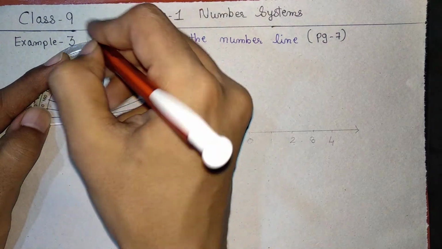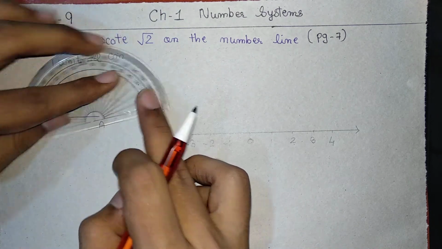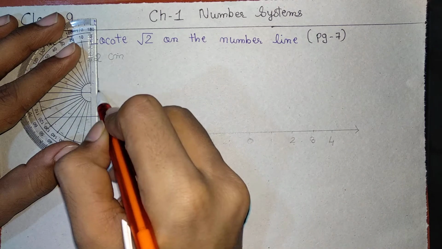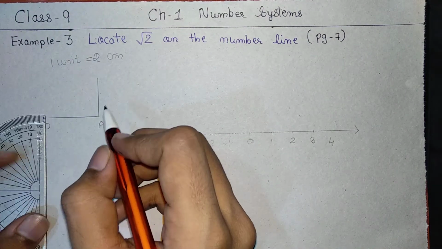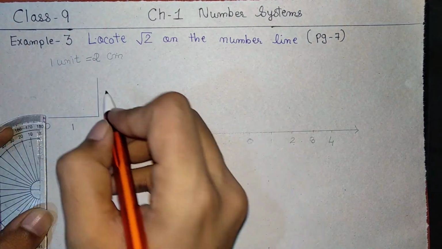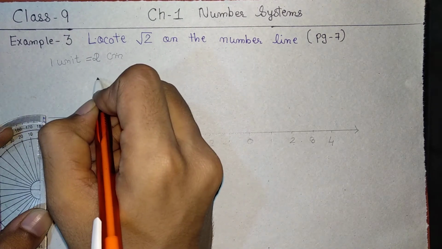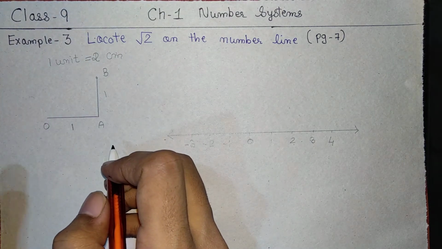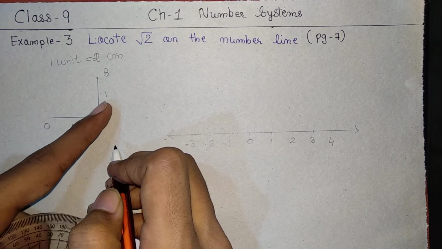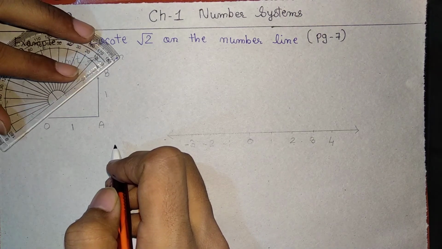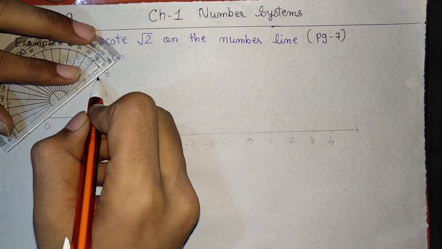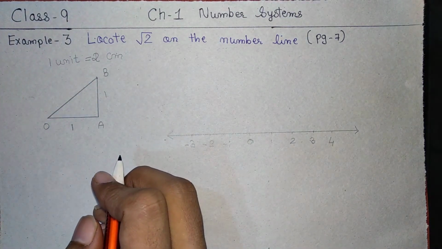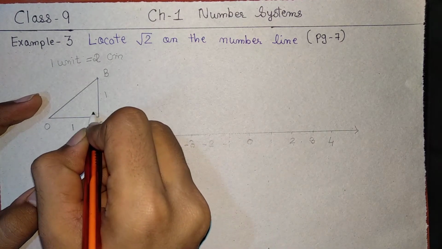we will draw one more line, which is also the same as 1 unit. That means this is also 1 unit. Let us say this point is B. So this is 1 unit and this is also 1 unit, and let us join these points, OB. Can we calculate OB? No, we cannot calculate OB directly. And this is 90 degree.